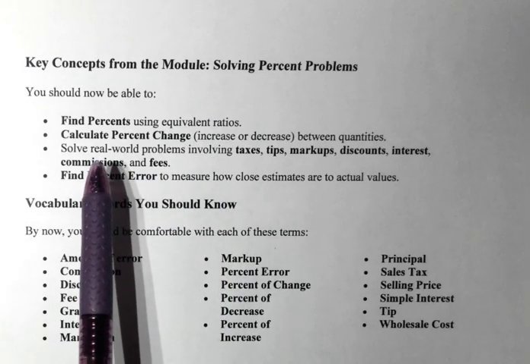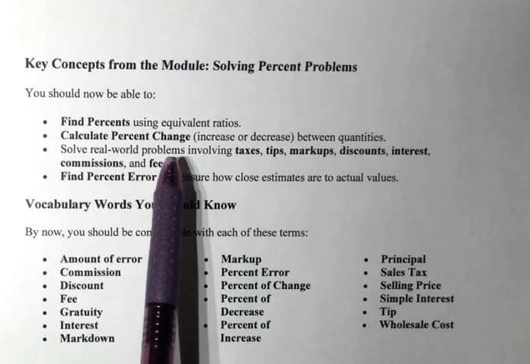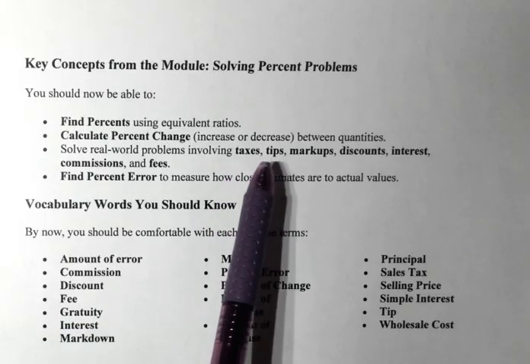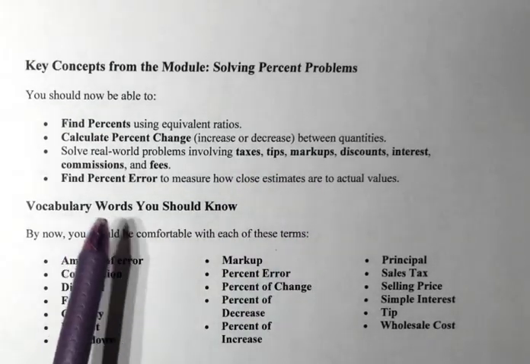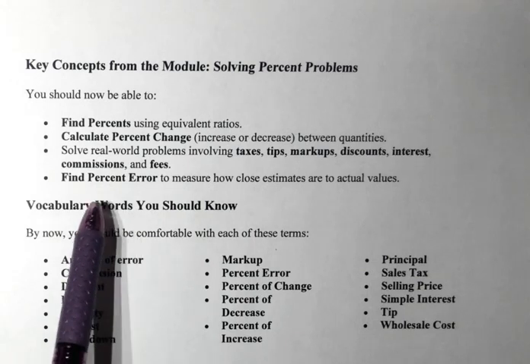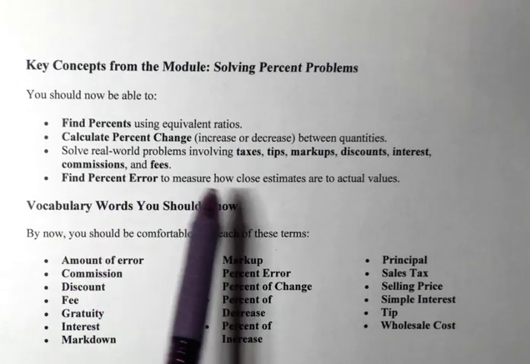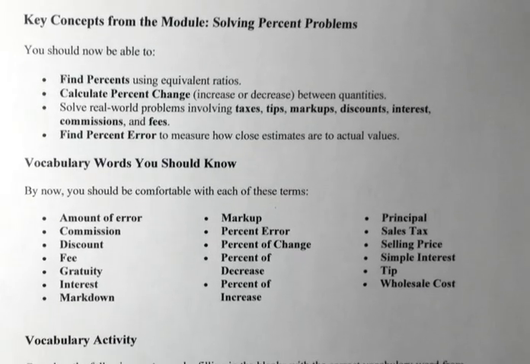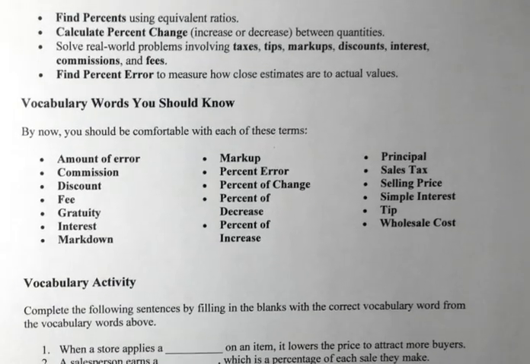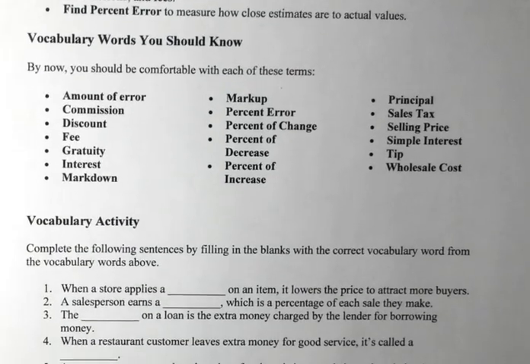You should be able to solve real world problems that may involve taxes, tips, markups, discounts, interest, commissions, and fees. And then you should be able to find percent error to measure how close our estimates are to the actual values. In terms of our vocabulary words, these are the words that we talked about throughout the module.